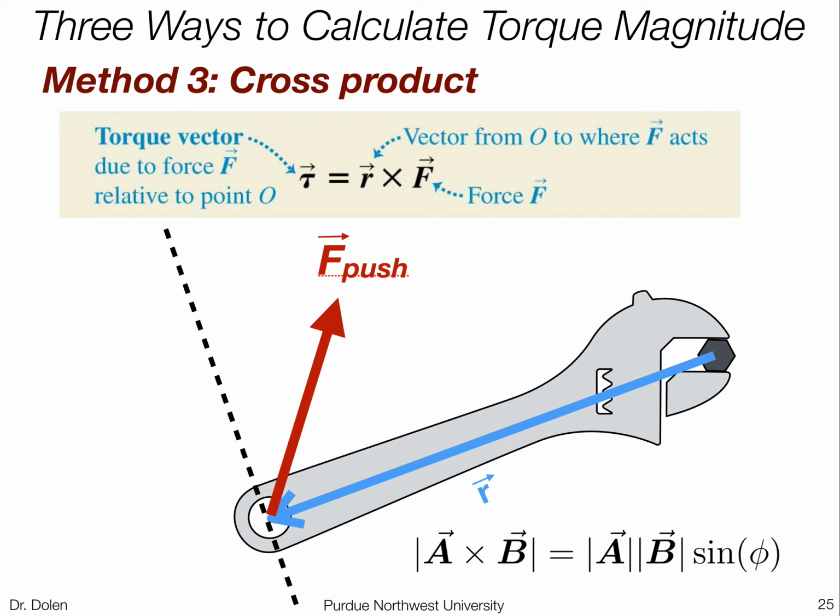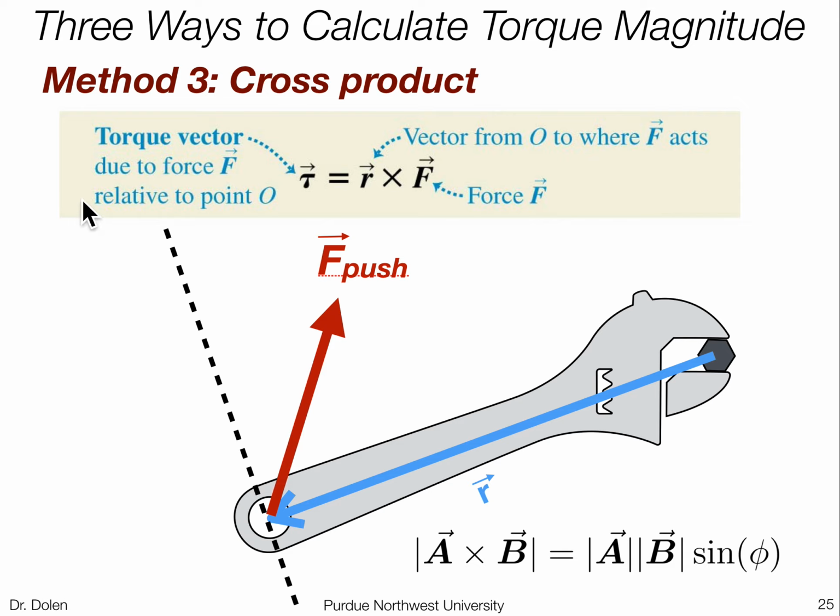The last method to calculate torque is also the method we're going to use to calculate the direction of this torque vector, and it is a cross product method. So in chapter 1, when we first learned about vectors, we defined the cross product, and now we get to use this mathematical tool. We're going to get to understand why we define it in the first place.